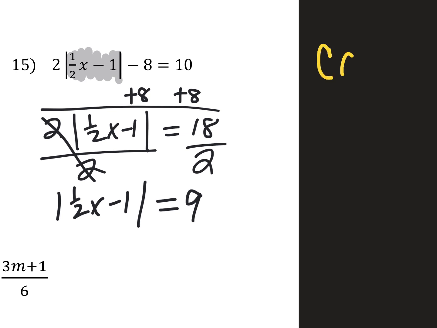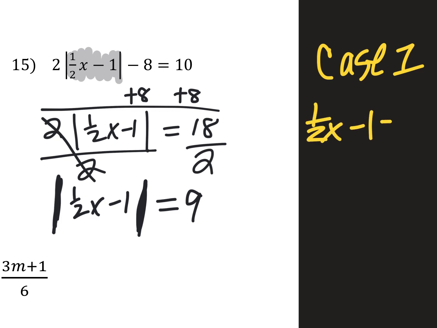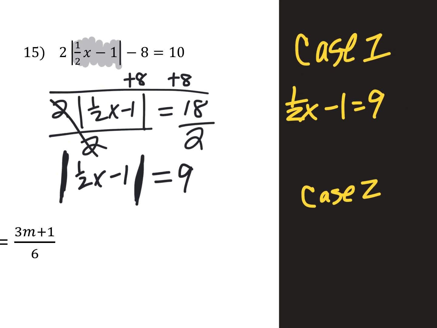Where'd you get the 1 to the 1/2 x? Where'd I get what? Where'd you get the 1? That is a really ugly absolute value bar. That is not a 1. Oh. Those are my absolute value bars. Sorry, bro. All right, so my case 1 will be 1/2 x minus 1 is equal to 9. My case 2 will be 1/2 x minus 1 is equal to -9.